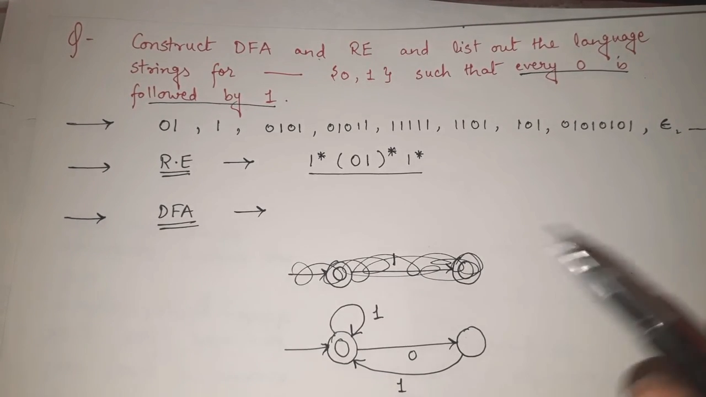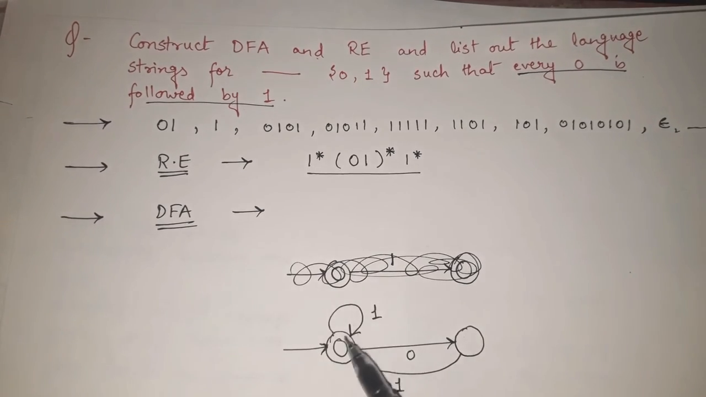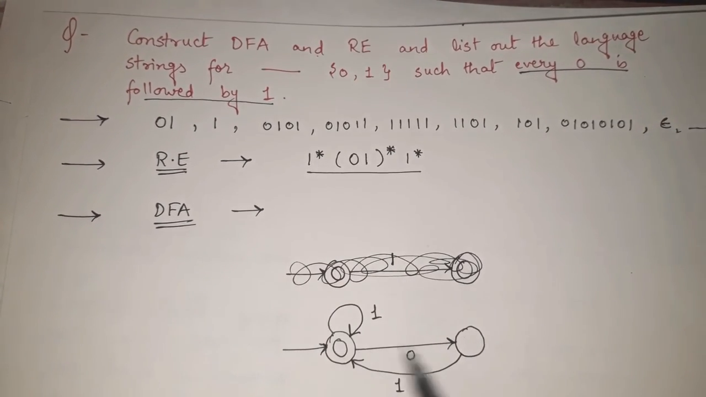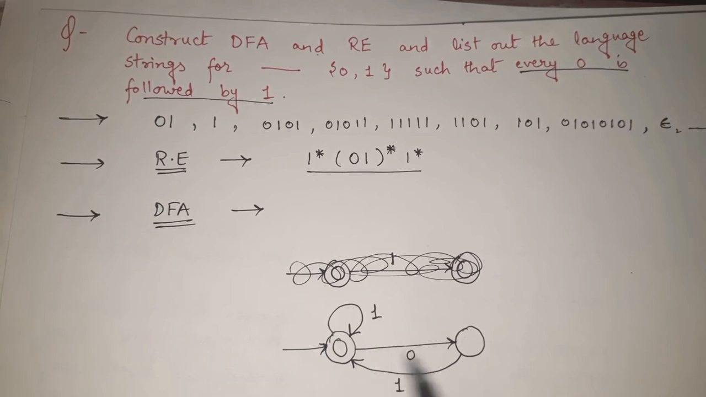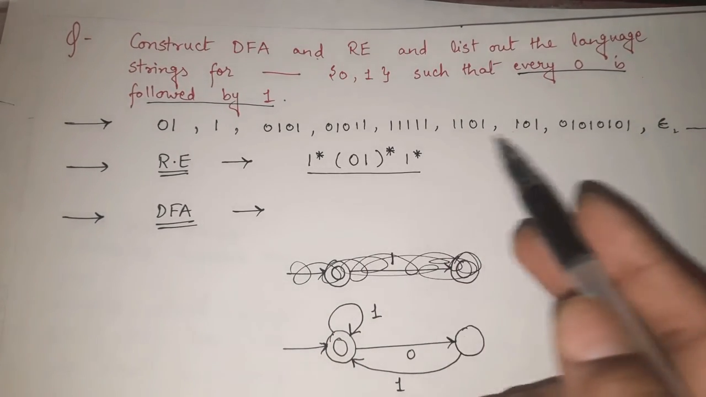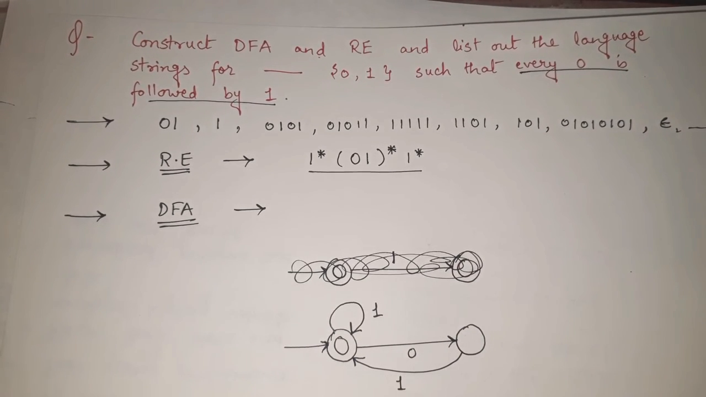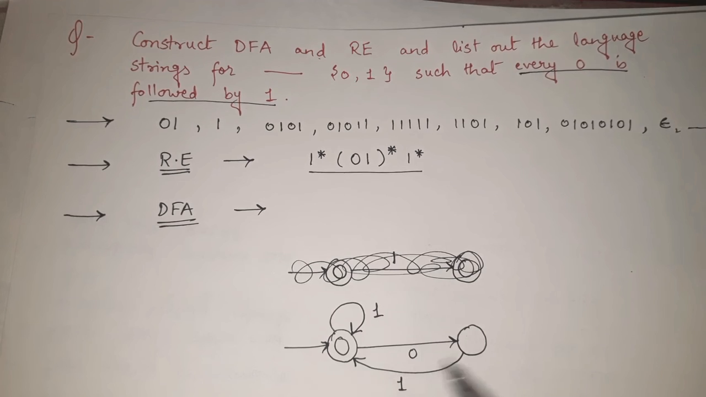Yes, you can check it like that. 0 1 is accepted here. 0 1, yes. Then 0 1 0 1, yes. Then 0 1 0 1 0. So in short, when we have only one 1, we will get n number of 1s. Fine. So our DFA is completed.